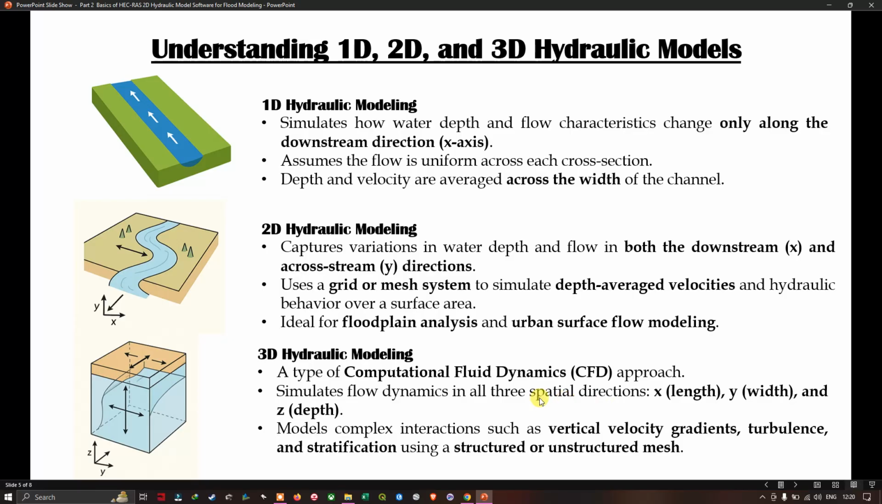This 3D hydraulic model models complex interactions such as vertical velocity gradient, turbulence, and stratification using a structured or an unstructured mesh.